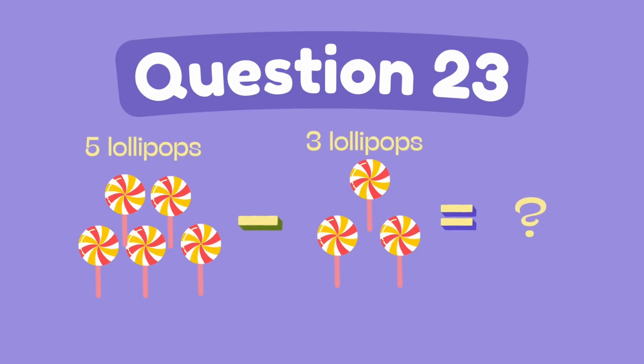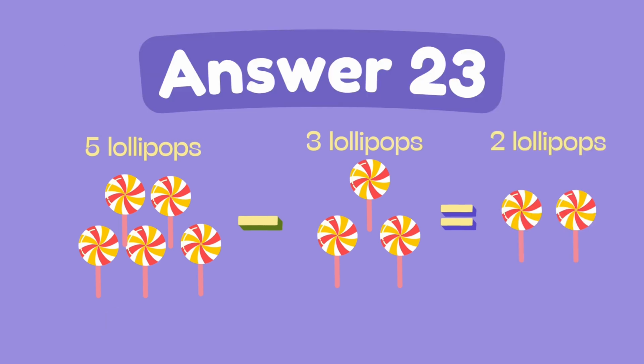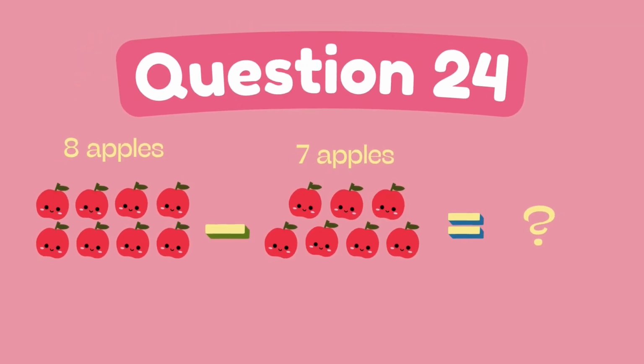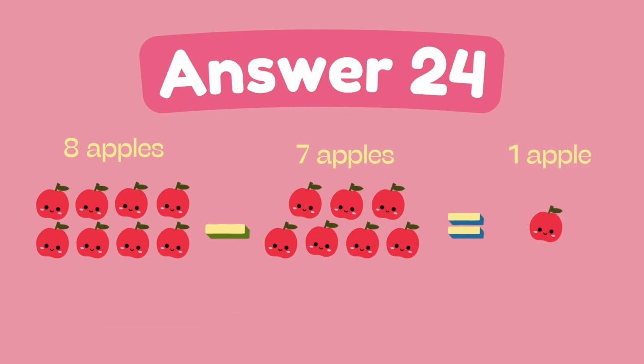What is 5 minus 3? The answer is 2. What is 8 minus 7? The answer is 1.